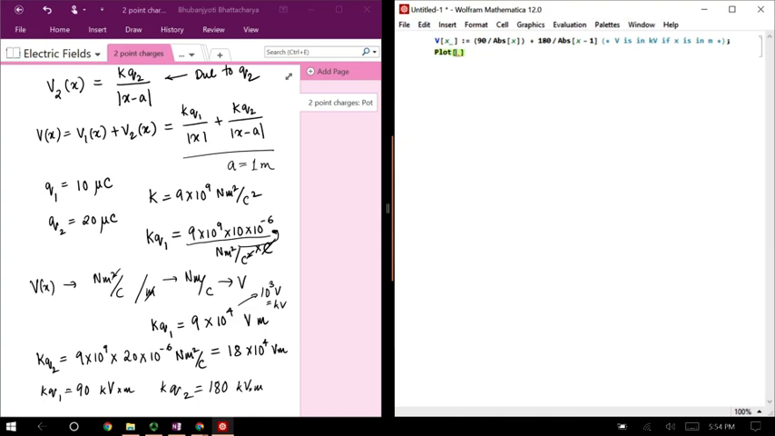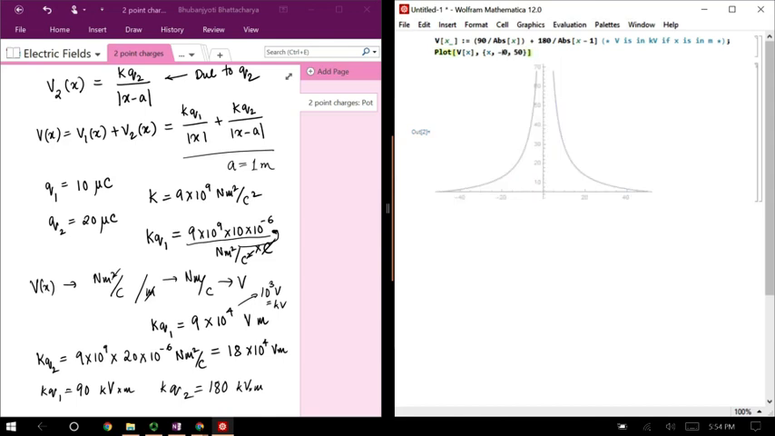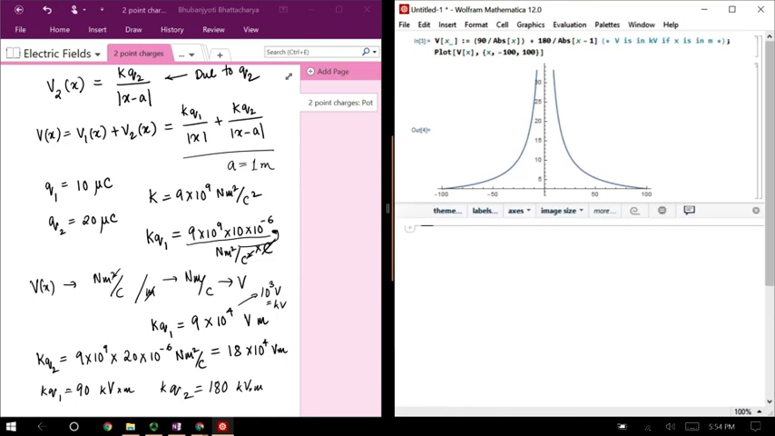So plot V of X, and we can actually be generous and try to plot it from X equals negative 50 meters to 50 meters first. And we will see what the plot looks like. This is what the plot looked like. Okay, let's go a little bit further. Can we go a little bit further and see what happens? Let's say 100 on this side and 100 on the other side. Okay, so that's interesting as well. Can we go any further? Does it make a difference?